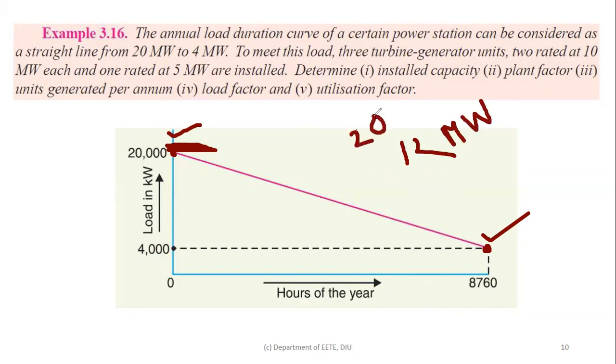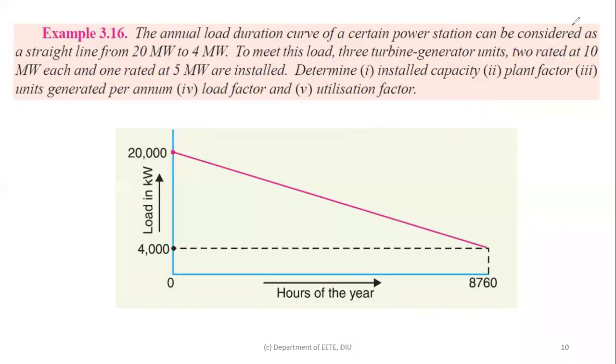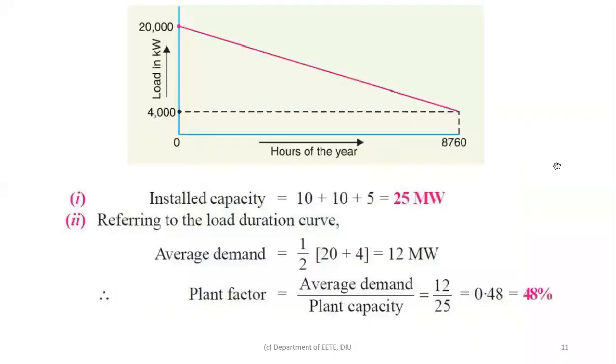The installed capacity is 10 plus 10 plus 5, because 2 are rated at 10 megawatt and 1 rated at 5 megawatt. So 10 plus 10 plus 5, 25 megawatt, that is the installed capacity. We already discussed the installed capacity, that is finished. Plant factor. Okay, so let's go to the next slide to see what they discussed.